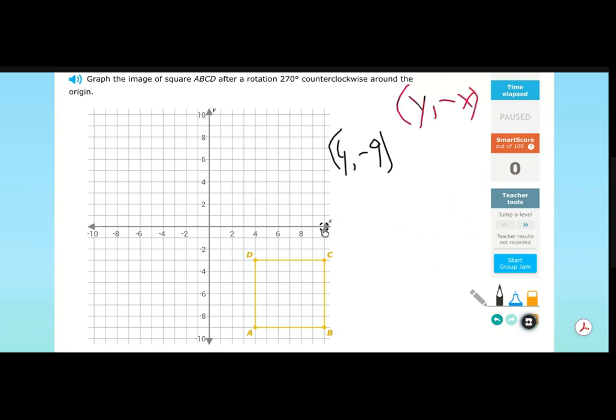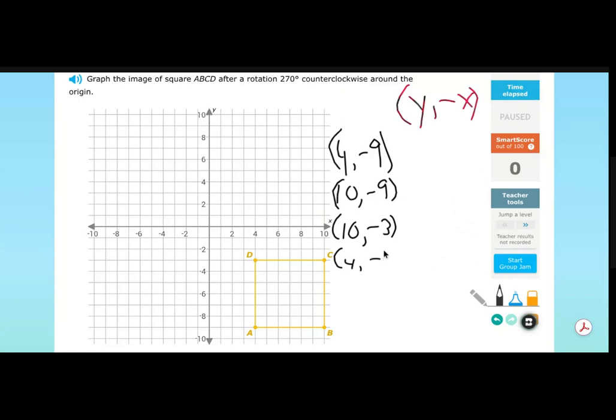Point B is located at the ordered pair (10, -9). Point C is located at the ordered pair (10, -3). Again, X direction left and right, Y direction up and down. And then my last point, point D, is located at the ordered pair (4, -3).